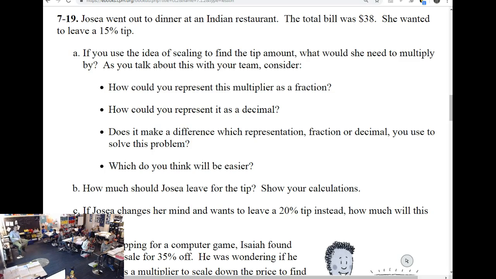So, Josiah went out to dinner at the Indian restaurant. The total bill was $38. Now, I literally will smack the phone out of my friend's hands when they pull it out and try to calculate 15% for a tip. No joke, get that out of here.